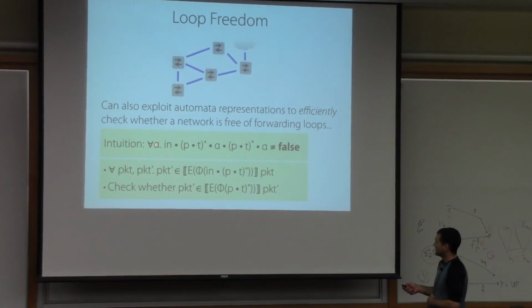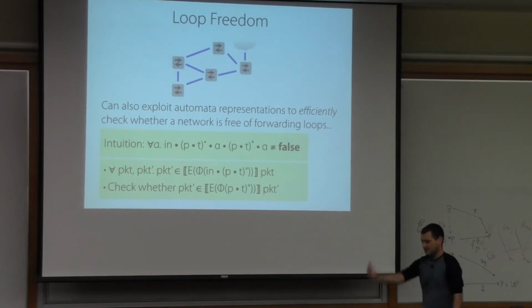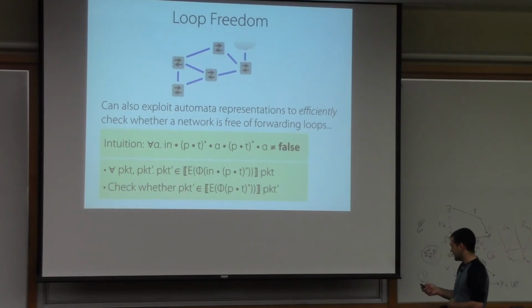So if we want to find which alpha might be participating in a loop, then we can consider all packet and packet primes such that for some input packet, going through the phi of our ingress predicate and our network model, we find some packet prime. So this basically computes the intermediate packet in the middle of the network that might participate in a loop. And then see if, when we run the packet through this term, pt star, we can go from packet prime back to packet prime. Sorry, I'm noticing this should be a plus instead of a star. We need to go through at least once, otherwise that's always true.